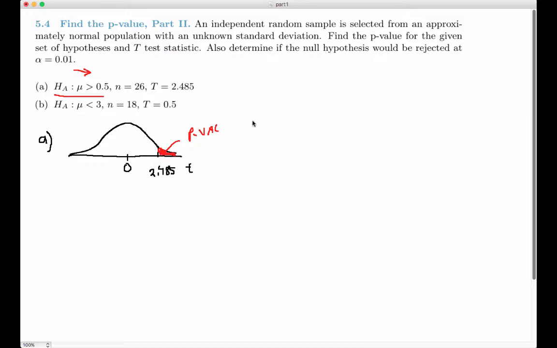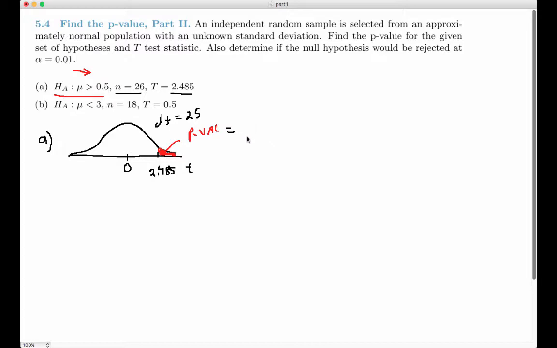To do that, we're going to need to know two things. First off, we need to know what the t-value is. Well, got that. And we also need to know what our degrees of freedom are. Well, degrees of freedom are n-1, so we know our degrees of freedom here are going to be equal to 25. So the command in R to actually do that calculation is pt.